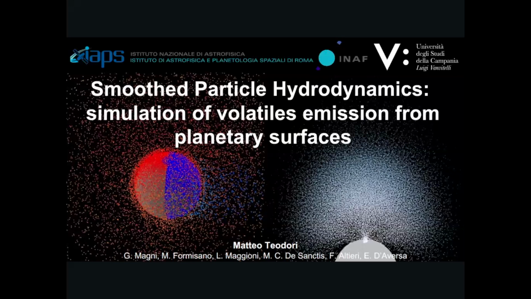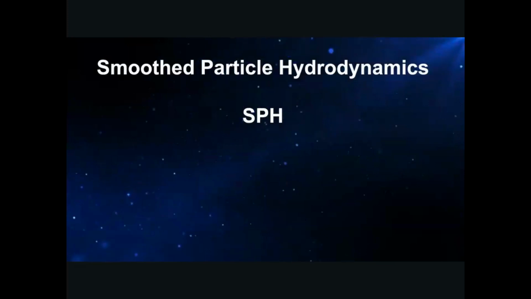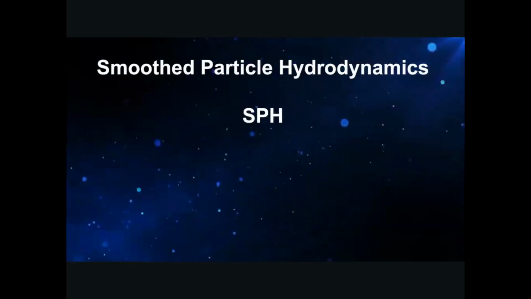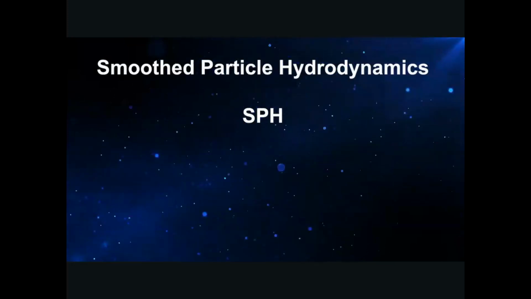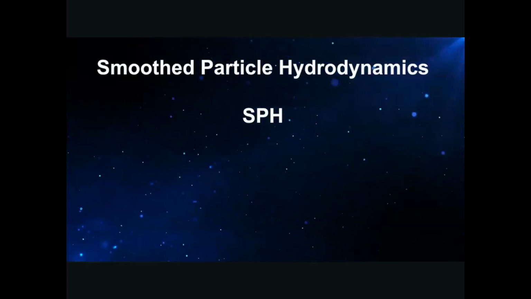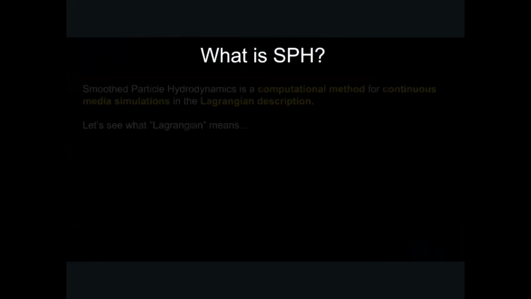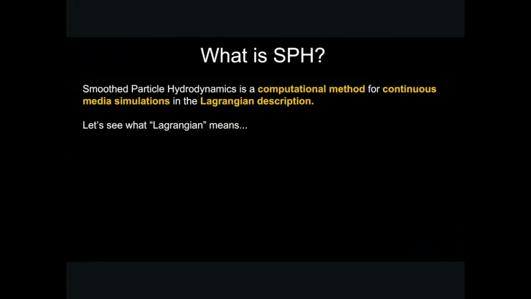Today, as Michelangelo already said, I would like to outline the approach we are using for studying volatile emission from planetary surfaces. That is called smoothed particle hydrodynamics, which you can find in the acronym SPH. So let's see what SPH is. Generally speaking, it is a computational method designed for continuous media simulations in the Lagrangian description.